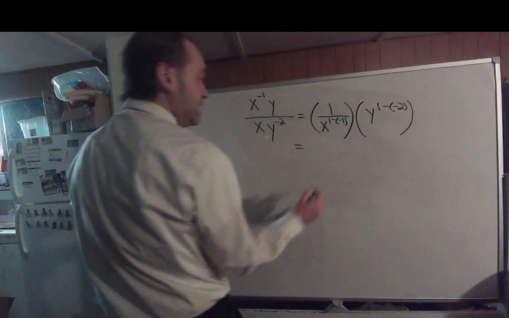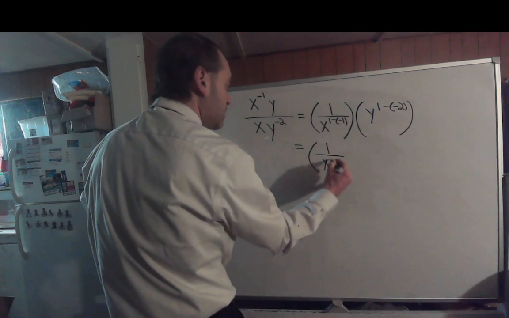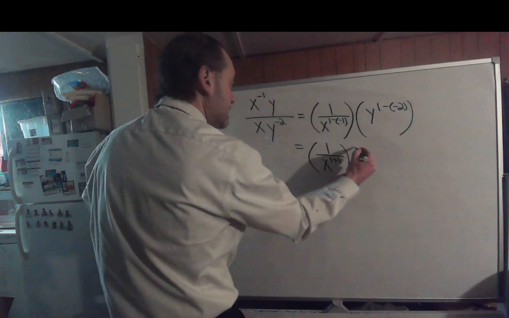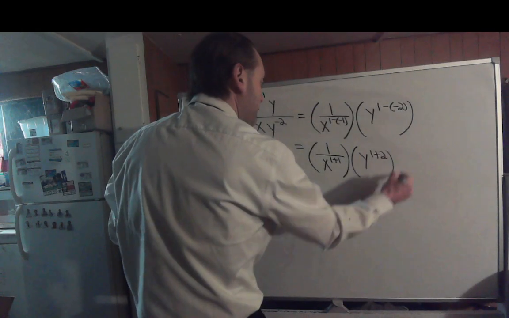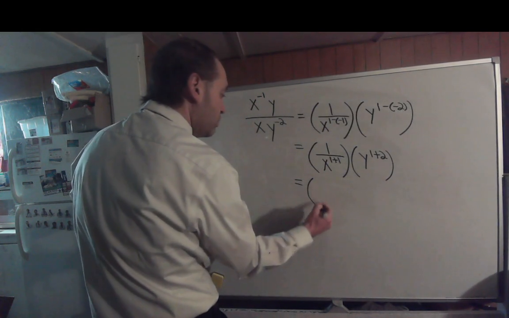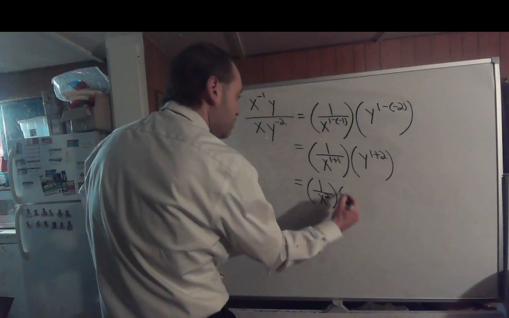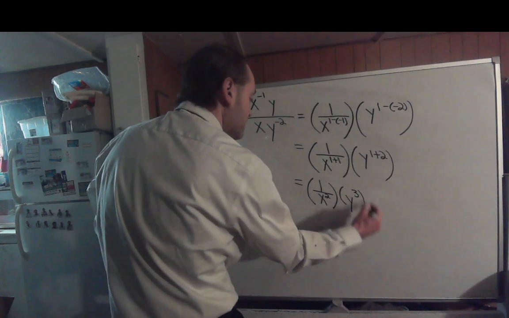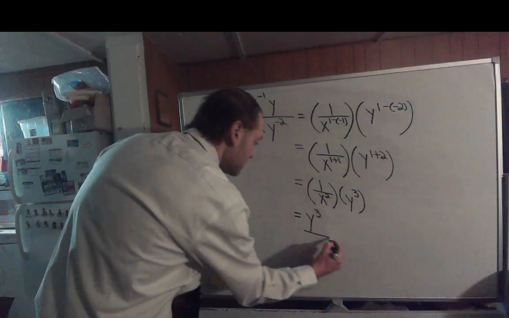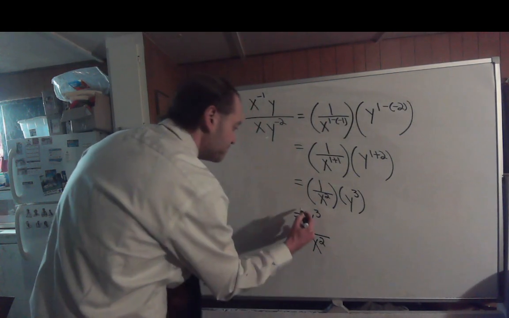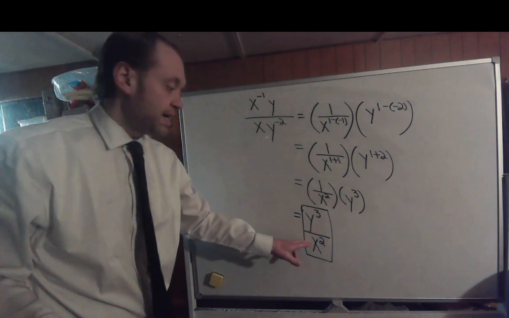So what you end up getting then is, for the first quantity, you'll have 1 all over x to the 1 plus 1 times y to the 1 plus 2, which would end up giving you 1 over x squared times the quantity of y to the third. And now we just do some simple multiplication. You'll end up getting y to the third divided by x squared. So what you should see here is y to the third divided by x squared.